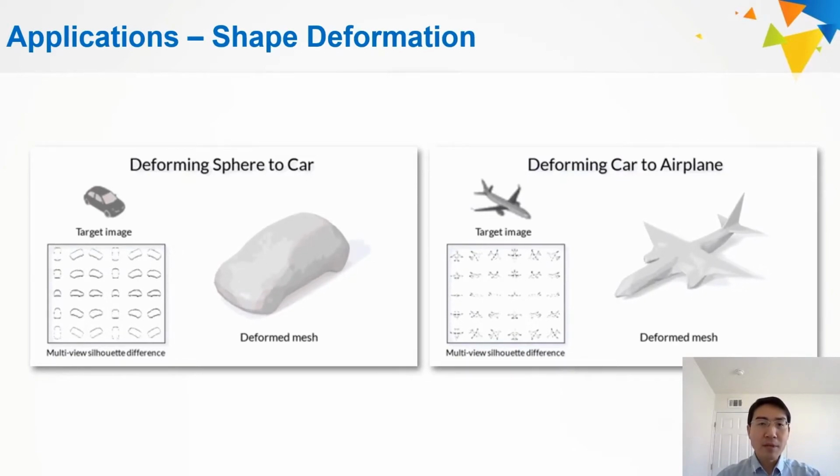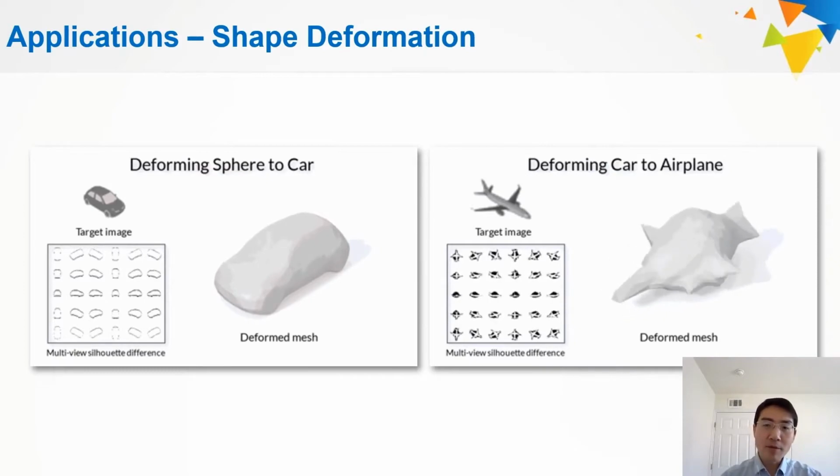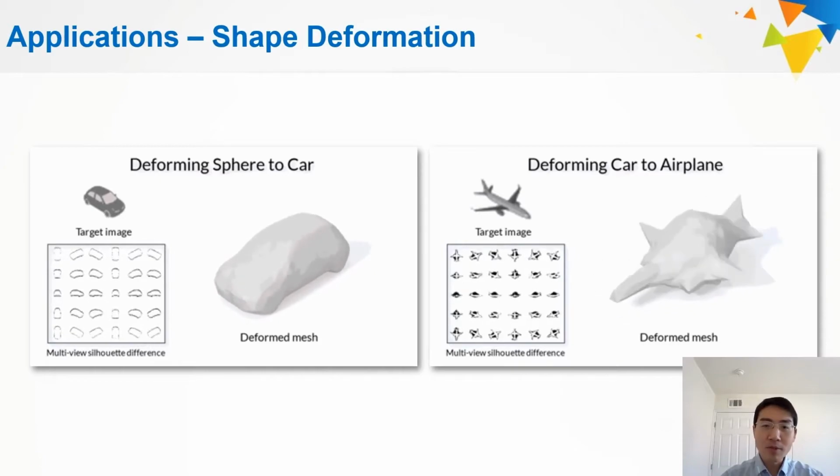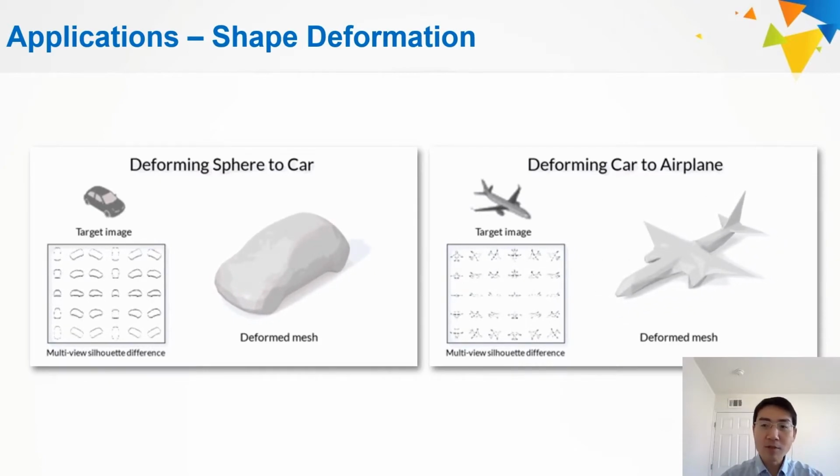Here it is: applications for shape deformation. We just deform a regular shape, for example, a ball, according to the target image. We can see that using the same ball, we can deform it to a car, to airplanes, with very accurate details.